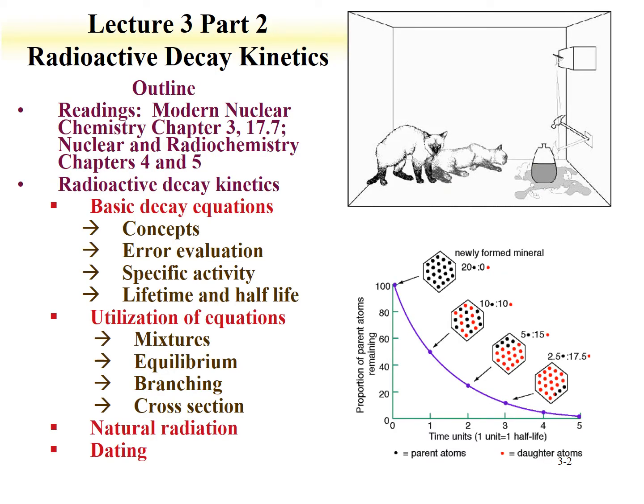Lecture 3 part 2 uses the same reading as the other part of lecture 3, Modern Nuclear Chemistry, chapter 3 and chapter 17.7, and Nuclear and Radiochemistry, chapters 4 and 5. This lecture, part 2, is going to cover equations. We're going to look at mixtures, equilibrium, and branching. We're also going to introduce an equation that we can use to calculate parent-daughter decays and decay chains.